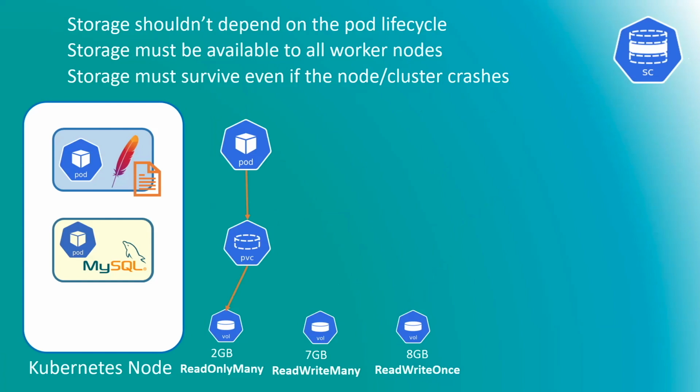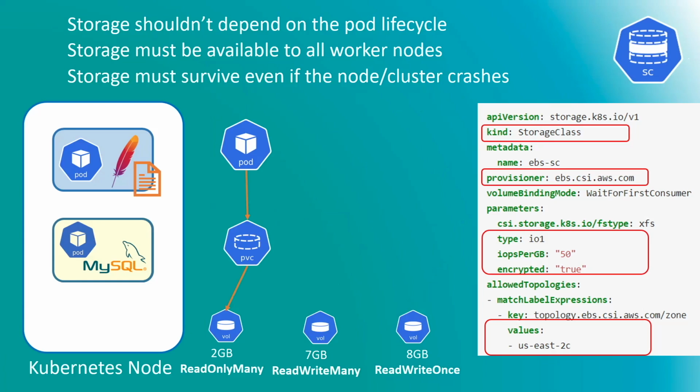The answer is storage class. Storage class provides a way for administrators to describe the class of storage that they want to attach. This is a sample storage class manifest file where the kind is StorageClass and we are provisioning an EBS volume. The type is io1, the IOPS per GB is 50, we are encrypting the volume, and the volume will be in us-east-2c.